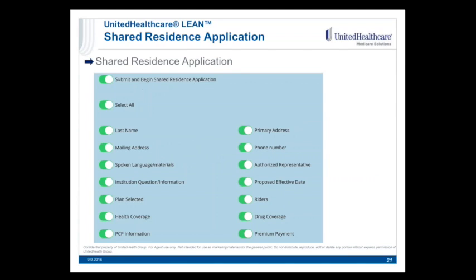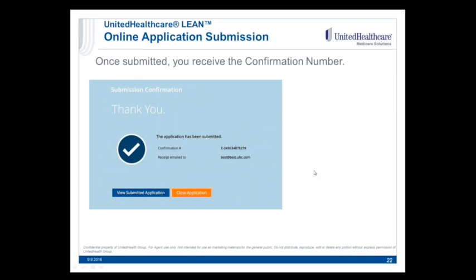Begin Shared Residence Application. You can select all if everything is identical: their last name, their mailing address, spoken language, institution, plan selected, health coverage, PCP. If everything here is the same, click them all over. If some of these things are different, let's say they don't have an authorized rep, or they have a different effective date, or they have a different plan, whatever it is, you can go ahead and deselect those and it'll start a new application. And you don't have to start all over from the very beginning.